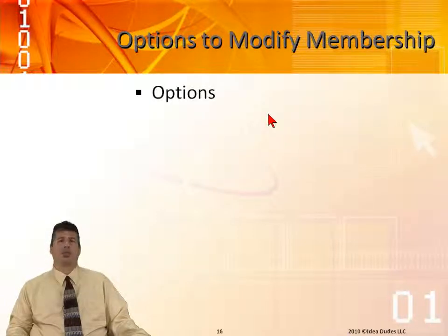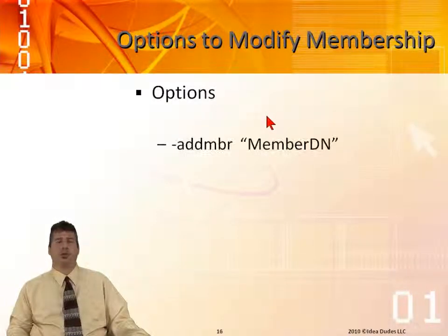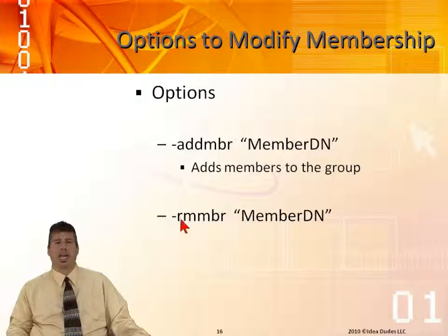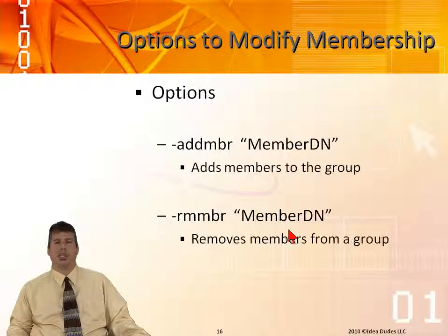So what are the options for modifying membership? Well, we can do -add member with a member DN. The member DN is going to describe through LDAP what the actual member is. It adds a member to the group. -rm member removes the member from the group. So again, what you're going to do is use the DN.